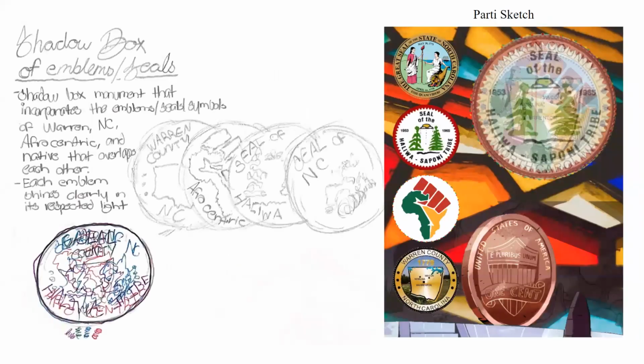And so for my final part, I decided to do a shadow box of layers. The layers are the seals and emblems of North Carolina, Warren County, the Native American tribe, and the Afrocentric symbol, and they're going to be on top of each other, like right here. Each one of them is going to be painted so that sunlight can shine through it, and each one can circulate throughout the day, so one shines over the other, in rotation.